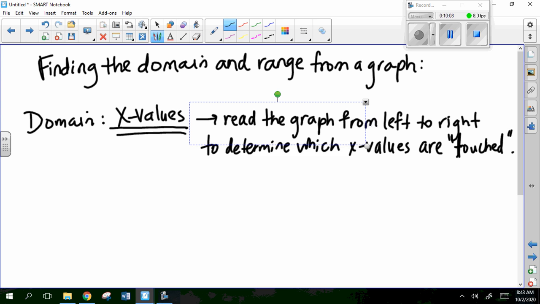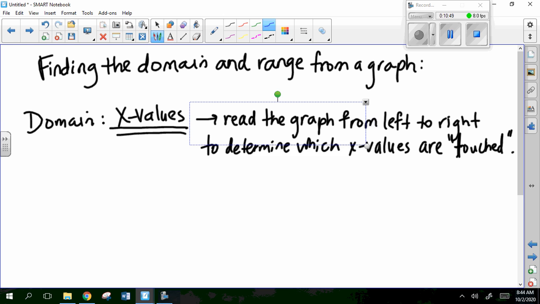You're going to read the graph from left to right, and you're going to look at what x values the graph actually touches. Okay, and I'm not talking about individual single numbers, because our graphs are going to be lines and curves, and so you can't just list. It's not going to be a list of x values like the Algebra 1 stuff was. It's going to have to somehow be an interval or inequality that represents all the x's that you're touching. Okay?